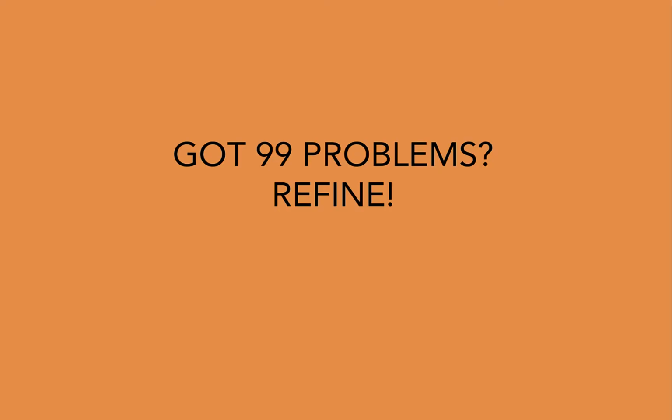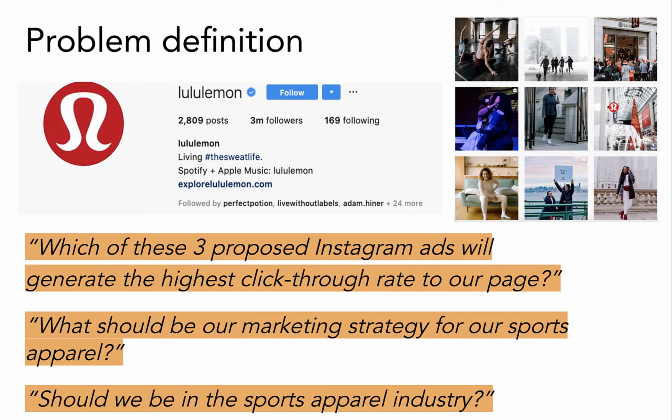So how do you really define a problem in research? The key is making it as specific as possible. In problem definition, consider, for example, the following 3 questions. Which of the 3 proposed Instagram ads will generate the highest click-through rate to our page? What should be our marketing strategy for our sports apparel? And should we be in the sports apparel industry? So let's say, for example, a company like Lululemon is facing these research questions.